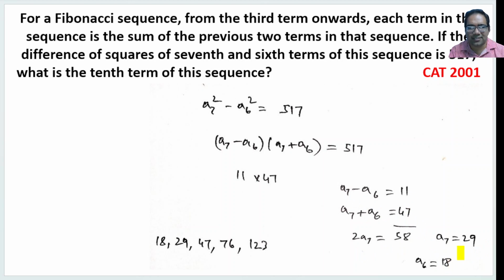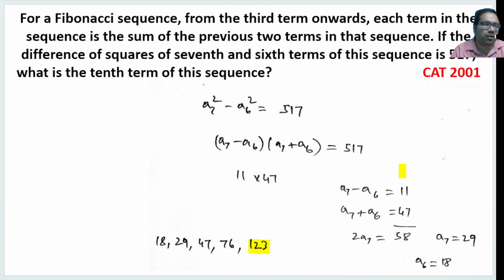So now we know what a6 is, what a7 is. We just have to calculate the 10th term. Sixth term we know, seventh term we know, the eighth term is a7 plus a6, that is 29 plus 18, 47. Ninth term is 47 plus 29, which is 76. 10th term is 76 plus 47, which is 123. So this is the correct answer.